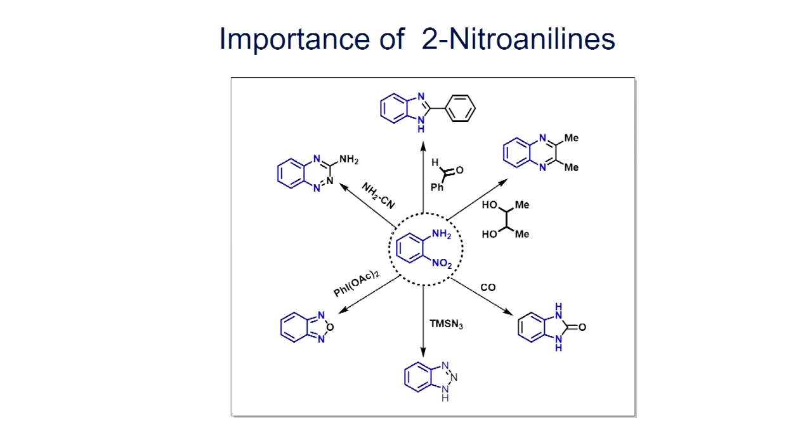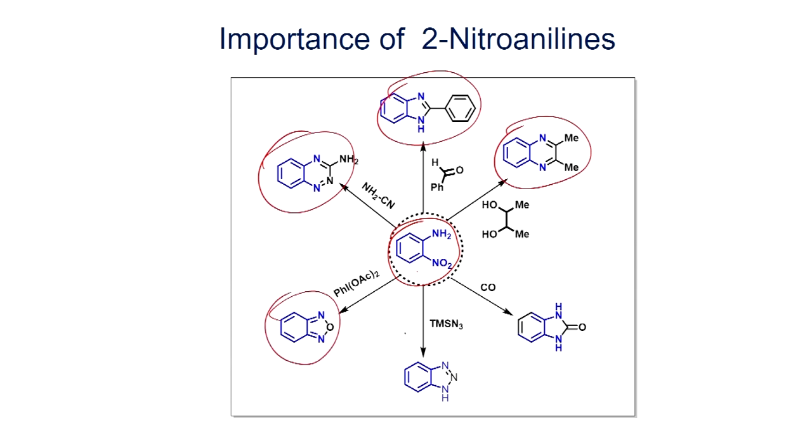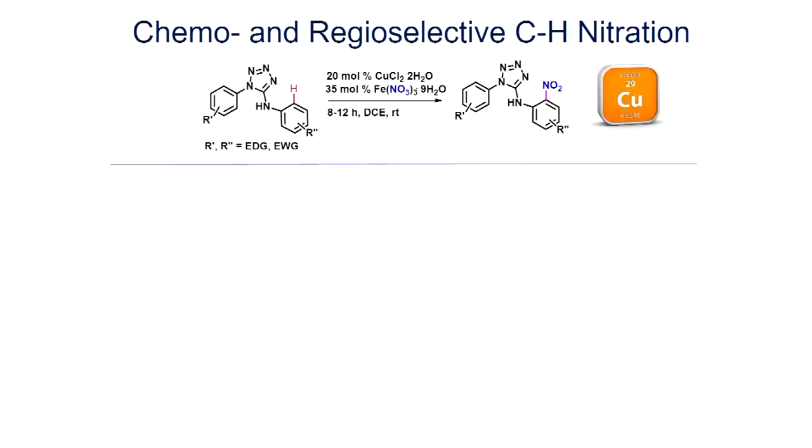Let us take this compound, ortho-nitroaniline, which we use as a precursor to make a variety of heterocyclic compounds. A cyclic compound, if it has a hetero atom like nitrogen, we call it a heterocyclic compound. Ortho-nitroaniline is used as a starting material. With other reactants, you can make a variety of useful heterocyclic compounds. Now, let us look at it.